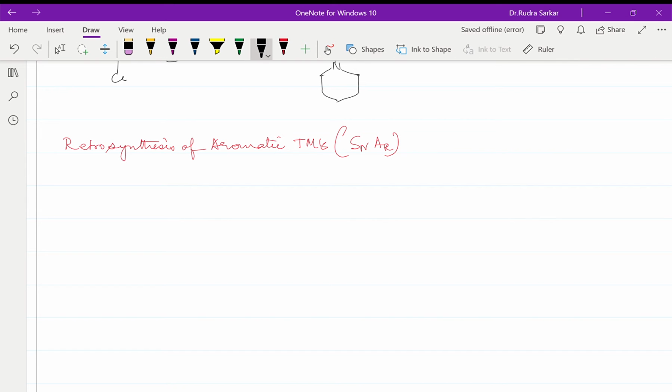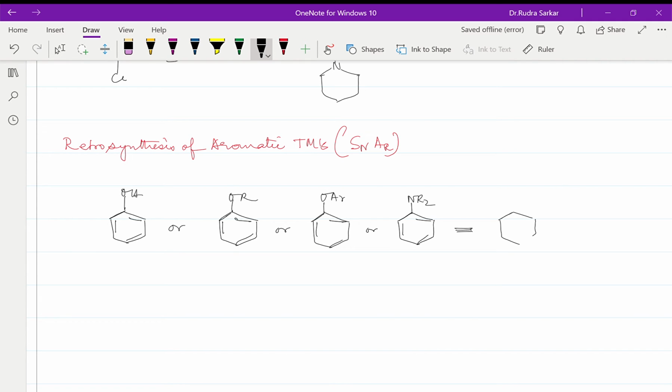So out here, suppose we have been given these molecules, that is an OH, or an OR, or OAr, or this one, which can all be considered as a nucleophile joined to the benzene ring. Whenever we are thinking of disconnection, this is the bond we have to disconnect.